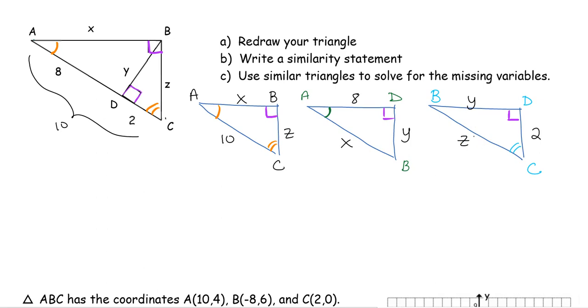So I have redrawn my triangles so they are in corresponding order, which makes my similarity statement really easy. Based on this, I start with triangle ABC. So since I went ABC, then that's similar to ADB, which is going to be similar to BDC.